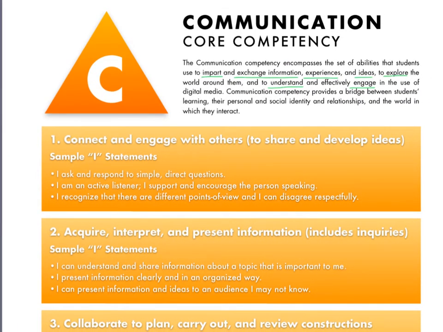It also has to do with listening. I am an active listener. I support and encourage the person speaking. So do you actually help them to communicate in the way you engage with them? And I recognize that there are different points of view and I can disagree respectfully, right? How do you communicate with someone when you don't share the same ideas or the same beliefs or opinions?